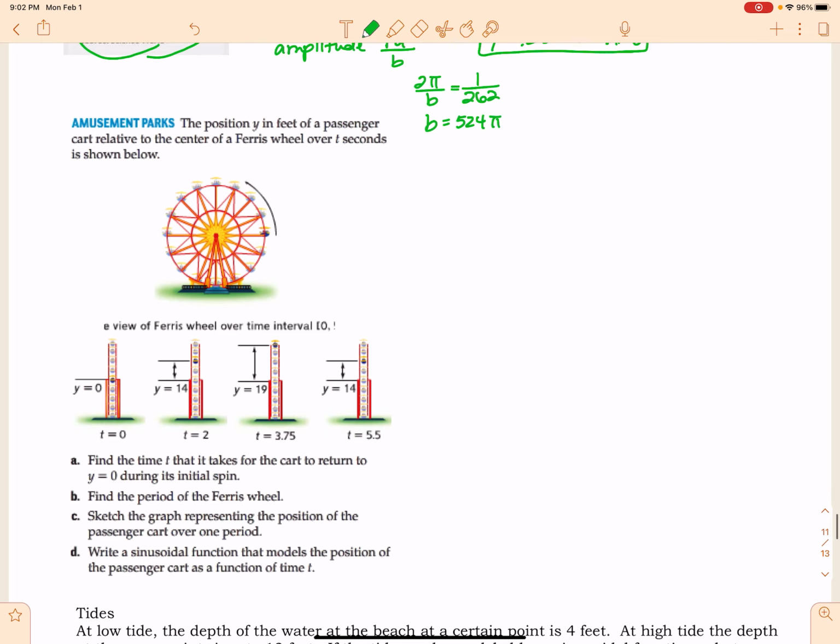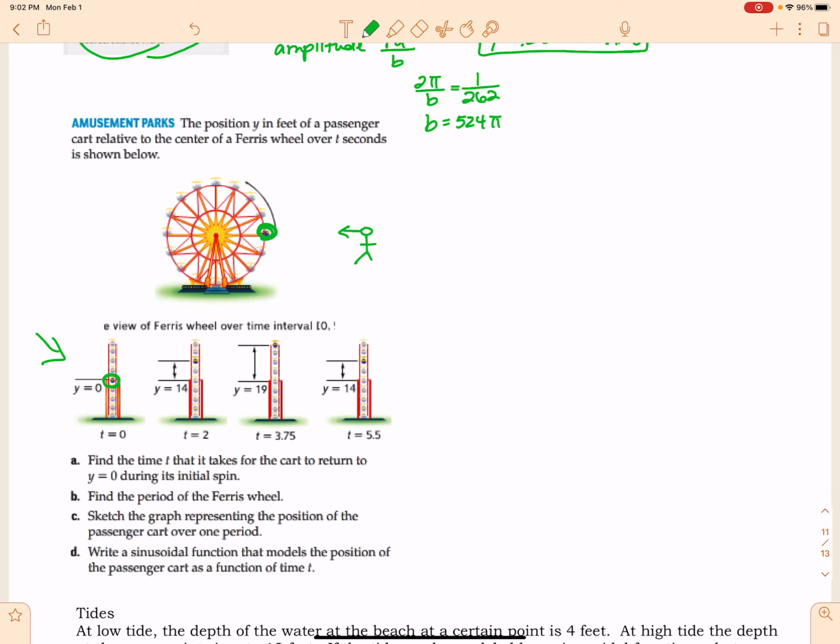Okay, the next thing we want to look at is this amusement park problem. So we have a position on a Ferris wheel. We're going to focus on this position right here, and it's at the center. And of course, it is going to move over t seconds as shown below. Now, when we're looking at these pictures, this is like I'm standing here and looking at it this way. So that's what these views are. So you can see this person that's right here at y equals 0.